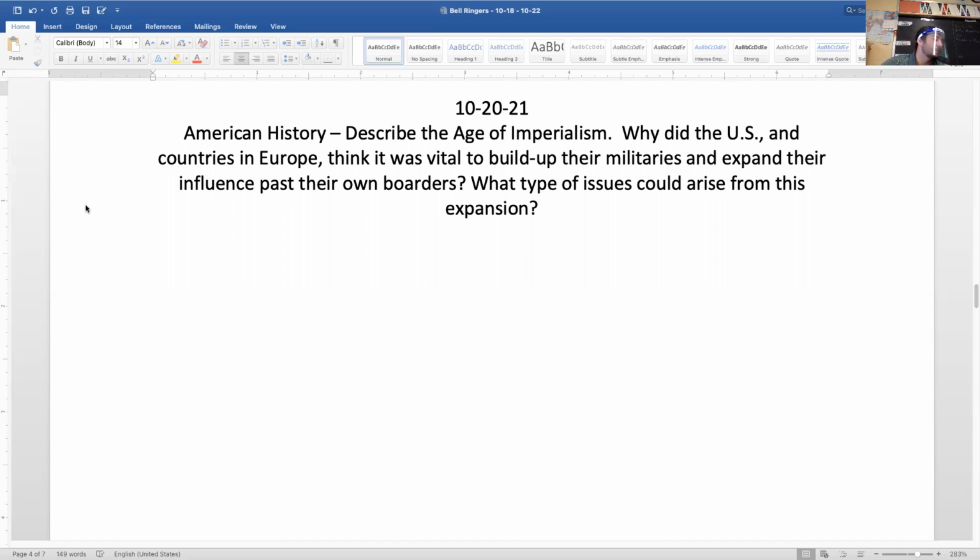There you go. So again, we will talk about the build up to World War I and how these European countries are all aiming sights at each other. They're all expanding, imperializing areas. It's going to lead to eventual war.